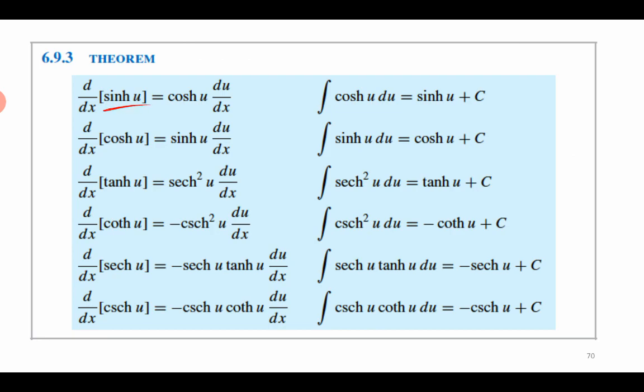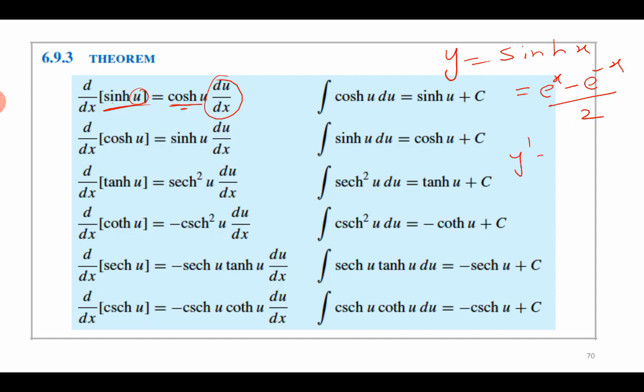Let's do it for sine. When you differentiate sine hyperbolic, it will be cosine hyperbolic, and then differentiate u by using the chain rule. So how do you verify this? If you take y is equal to sine hyperbolic x, you can write it as e raised to x minus e raised to minus x divided by 2.